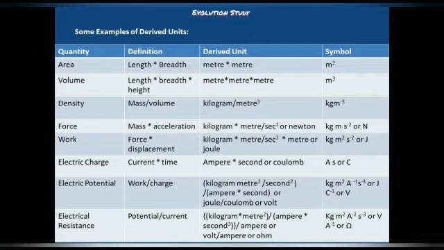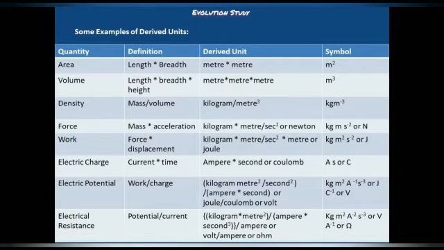Now for the force, the definition is mass into acceleration, which means kilogram into meter per second square, or Newton, and so the symbol will be kg meter second to the power minus 2, or Newton. Now for work, it is force into displacement, which means kilogram into meter per second square into meter, or joule, and the symbol will be kg meter square second to the power minus 2, or joule. Now here are some other derived units as well. You need to go through this and remember them as well.